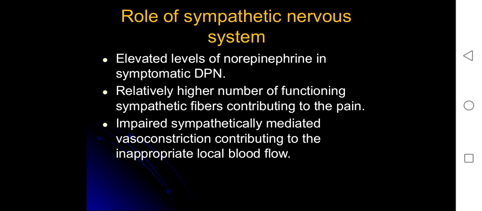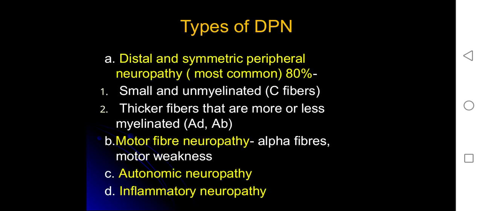So, what is the role of the sympathetic nervous system? Elevated level of norepinephrine in symptomatic neuropathy. A relatively high number of functioning sympathetic fibers contribute to pain. Impaired sympathetically mediated constriction contributes to inappropriate local blood flow.